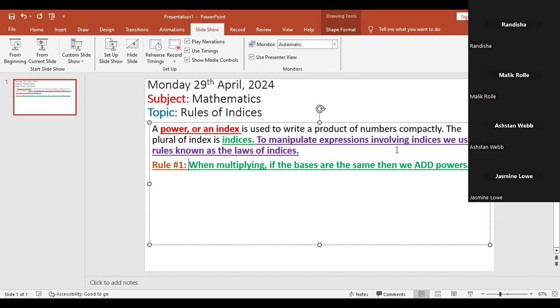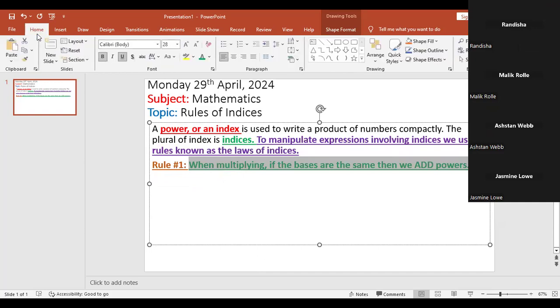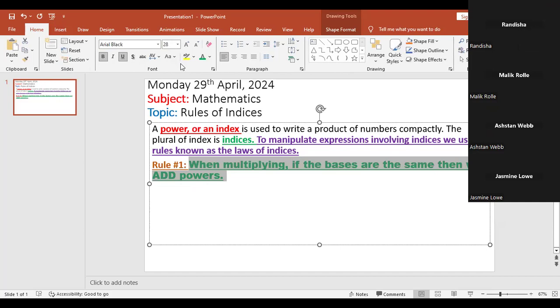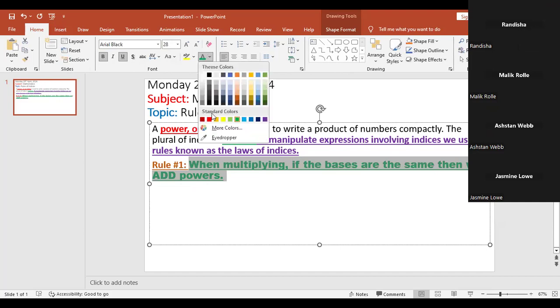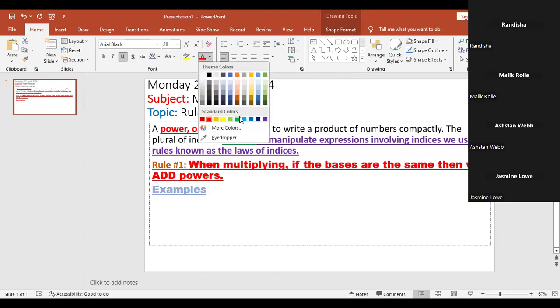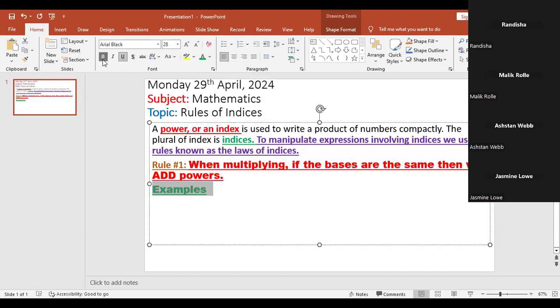Reagan, can you read the first rule for me? Rule number 1: when multiplying, if the bases are the same, then we add the powers. Very good. So you're going to add the powers if the bases are the same. Let's look at some examples. If you have the same base and you're multiplying these expressions, you're going to add the powers. We're going to start off very basic.